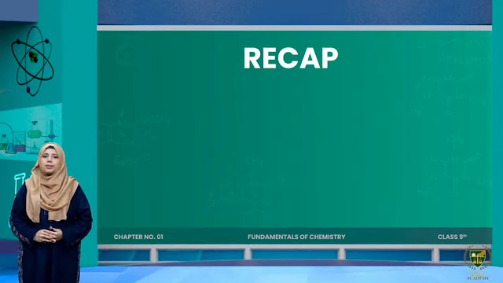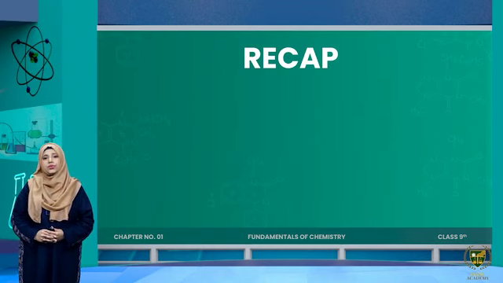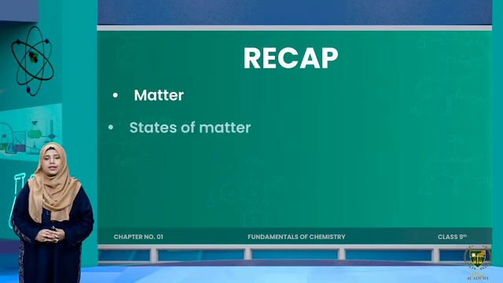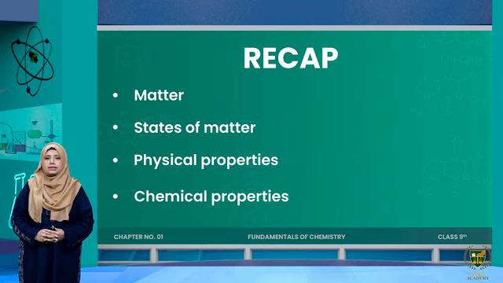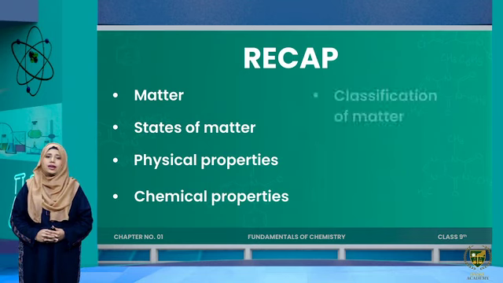We have started our topic 1.2 basic definitions, and in basic definitions we have discussed so far the definition of matter, physical states of matter, what are physical properties, what are chemical properties, what is physical change, what is chemical change, and then we started classifying matter.